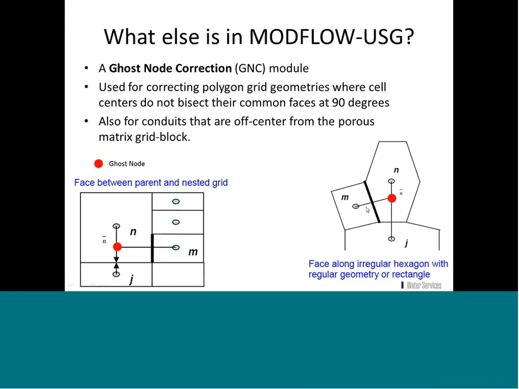The same is true for the intersection between a polygonal grid cell size here and a rectangular grid. You can see that the center of these grids do not match at a 90-degree angle. So instead, a ghost node can be inserted in the larger coarse grid such that the ghost node will intersect the adjacent smaller grid at a 90-degree angle.